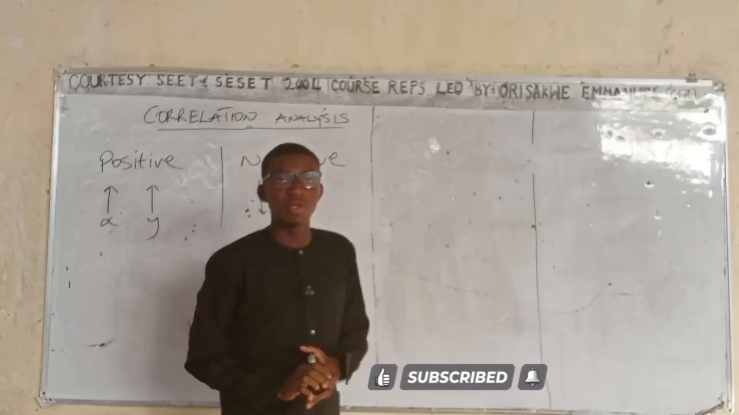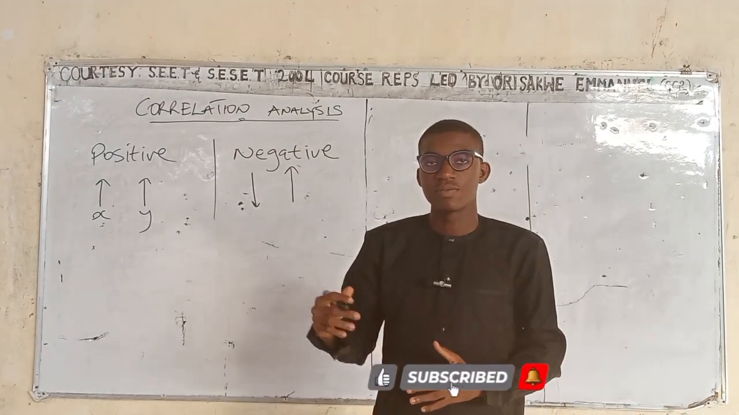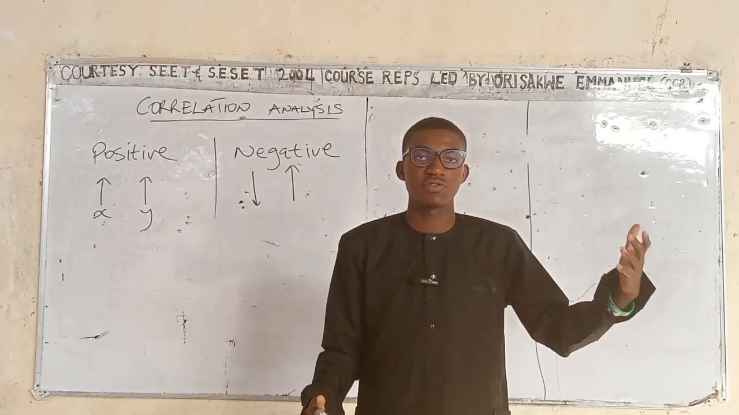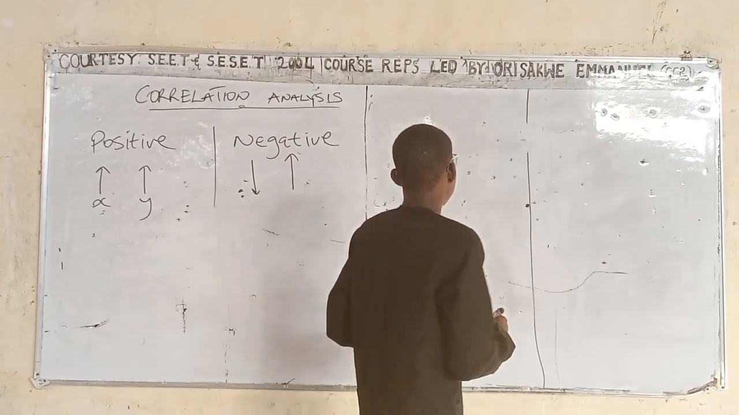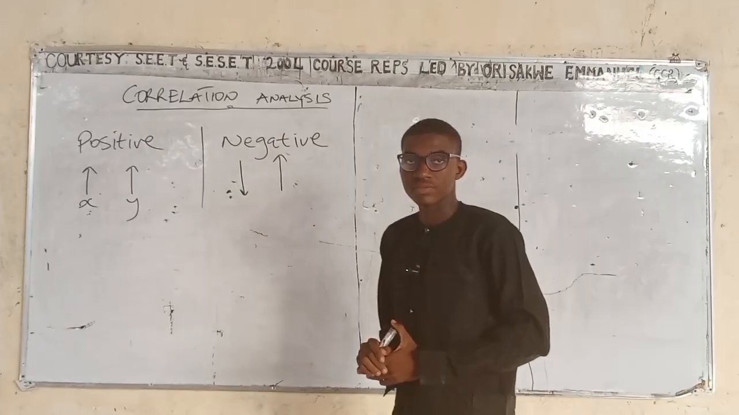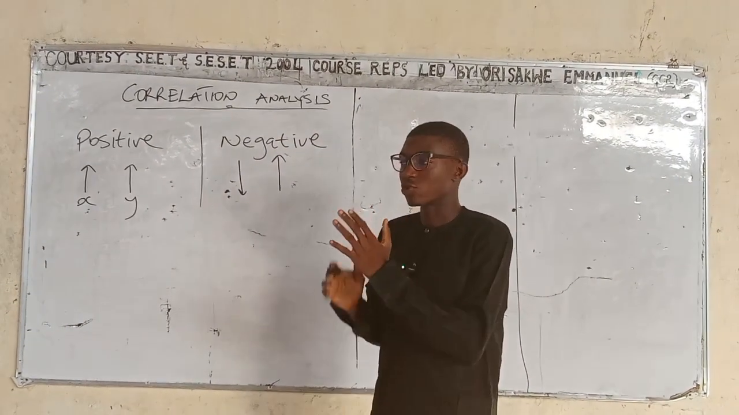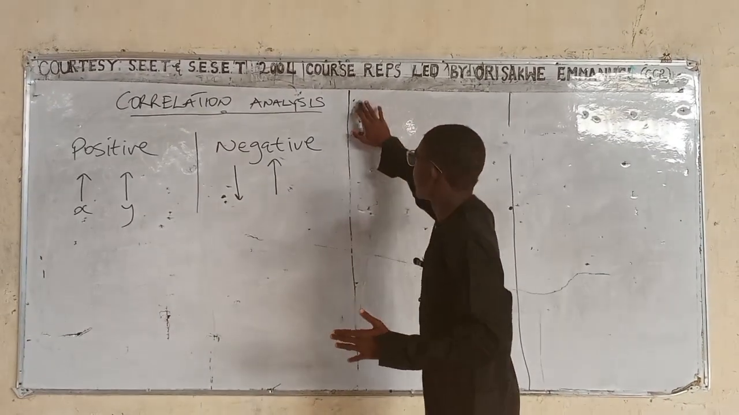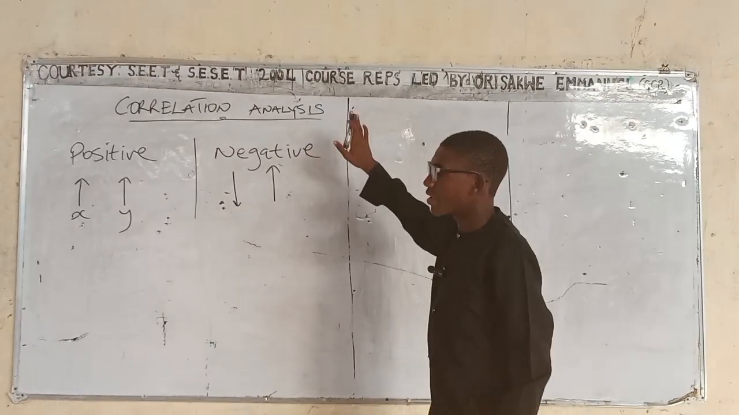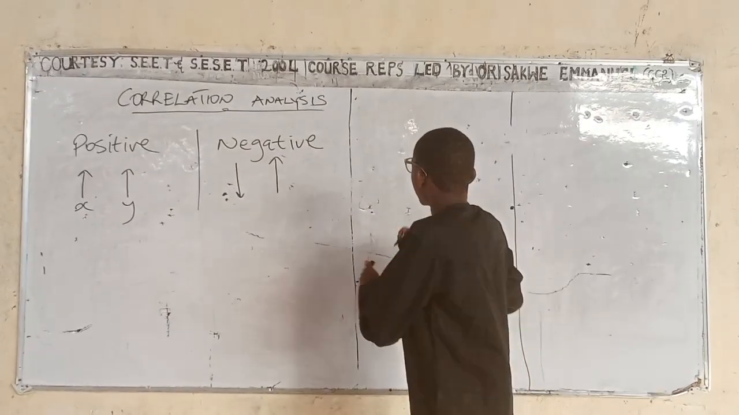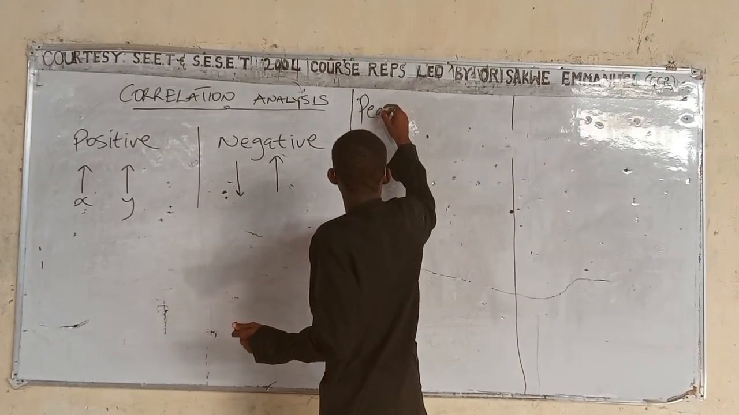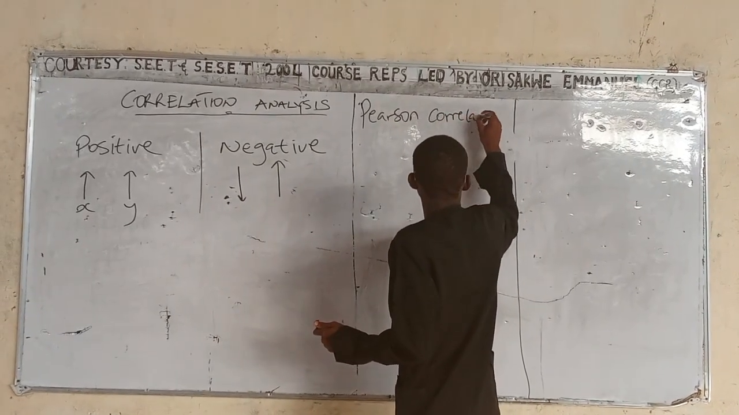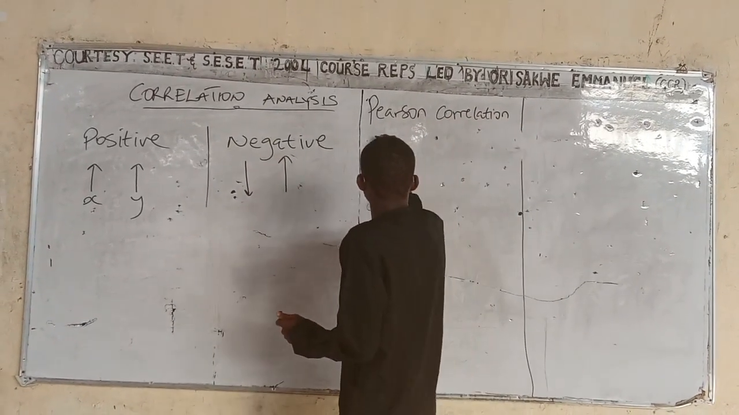So now, from the beginning of this video, I told you I will explain the Pearson's correlation coefficient and the Spearman's correlation coefficient. So now let's do that. In solving a correlation problem, you first observe to know the particular one to use, either Pearson or Spearman. Pearson is when the x and y variables have no rank. So let's write it: Pearson correlation coefficient.